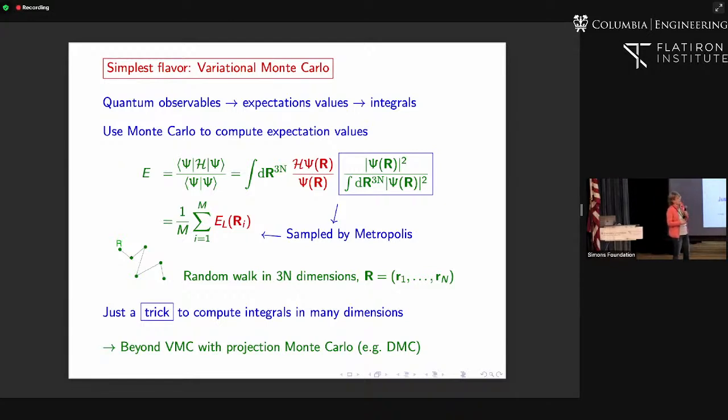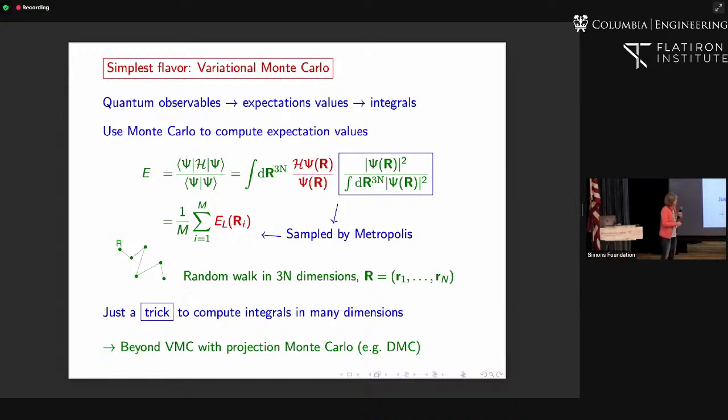So what you would do is a random walk in 3N dimensions, where N is the number of electrons, and along your walk, you would collect the local energy, so Hψ divided by ψ. And you just compute an estimate by essentially collecting the local energy along the path. So that's just a trick to compute integrals in many dimensions, but that's actually what allows us to have a lot of freedom in the type of wave function we use.